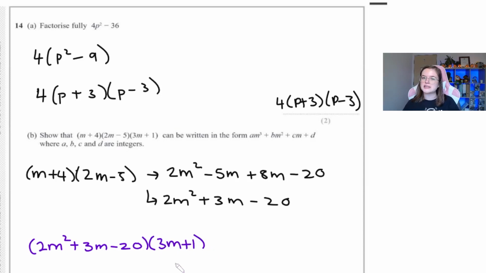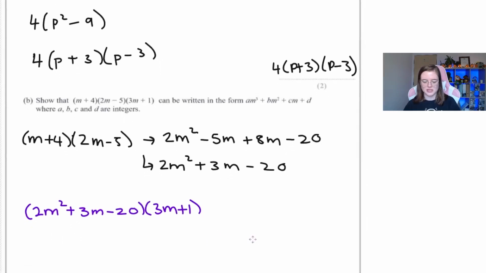So I always go in the same order for this. It's kind of like a pattern that you can follow. So I always start with the first term and then times that by both of these. So if I do that, I'm going to shuffle this downwards a little bit. I'm going to get 2m squared times 3m, which is 6m cubed. Then 2m squared times 1, which is just 2m squared. So that's that one then done. And then we'll move on to this guy.